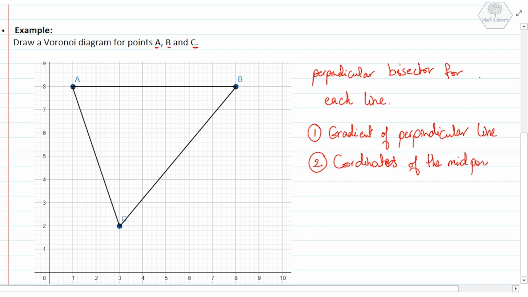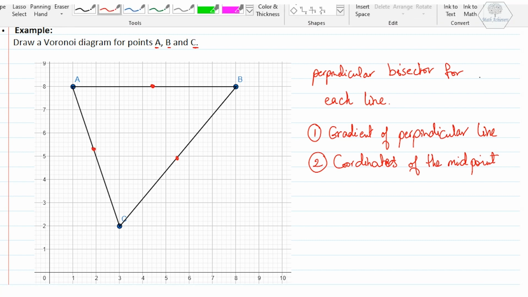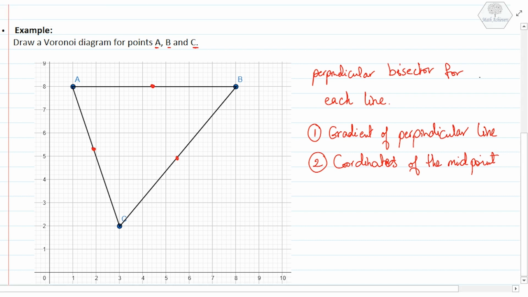Now, let's assume I have the midpoint between A and B to be at the point 3.5, which is somewhere here. Between C and B it's there, and between A and C it's somewhere in here. I have to draw the perpendicular bisector for each line.